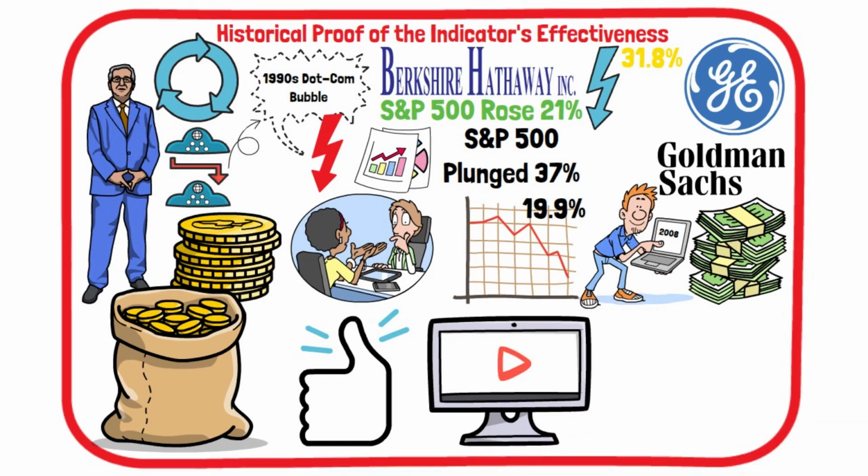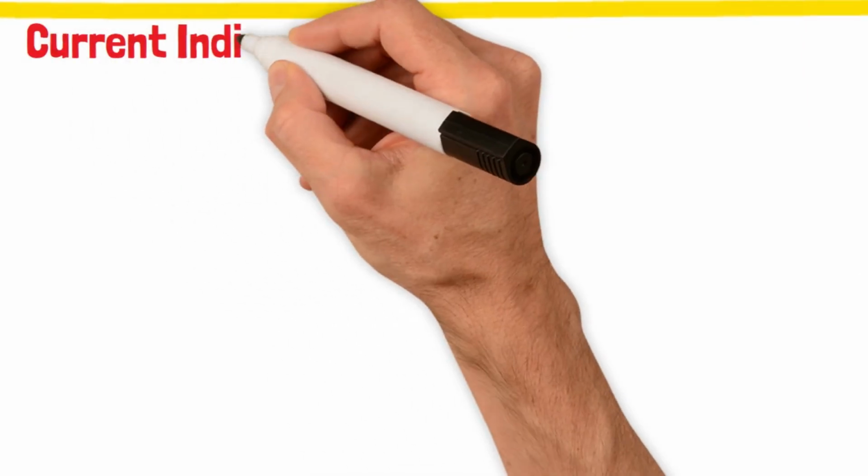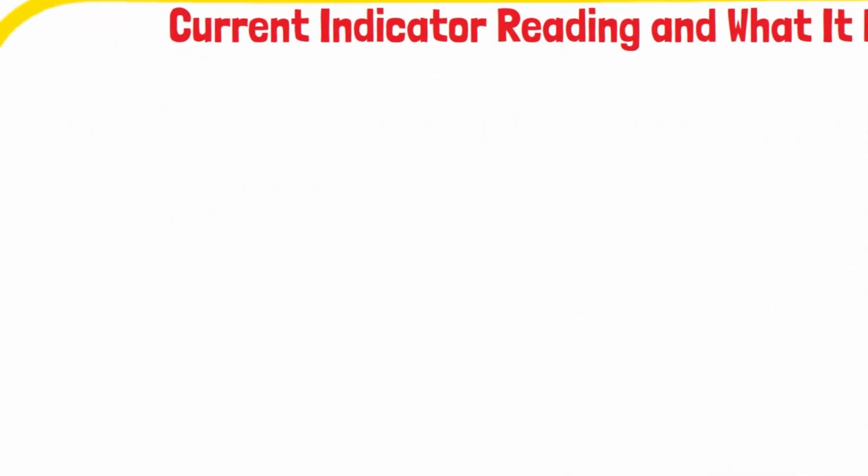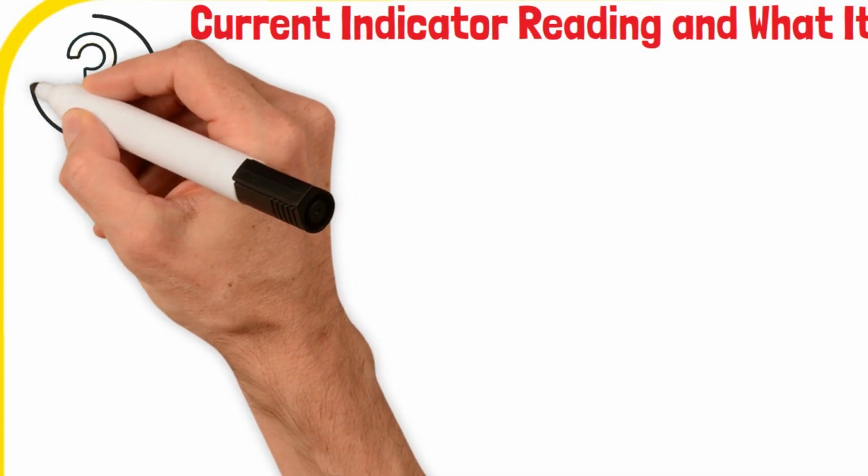Current indicator reading and what it means. So where does the Warren Buffett indicator stand today? As of early 2023, the total U.S.